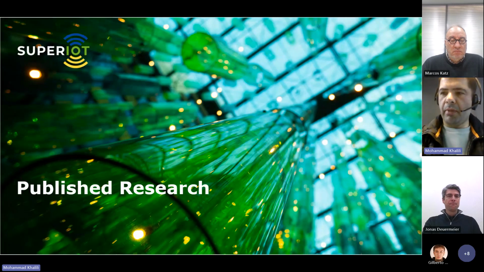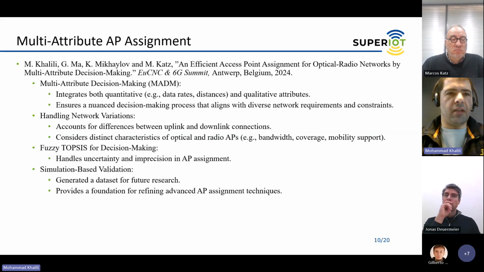On this problem, we published some research. We have made different efforts, and we published some papers. Here I present two conference papers and one journal paper that is under review. In our first effort, we provided a multi-attribute decision-making approach for the problem of access point assignment. Multi-attribute decision-making is a kind of multi-criteria optimization.